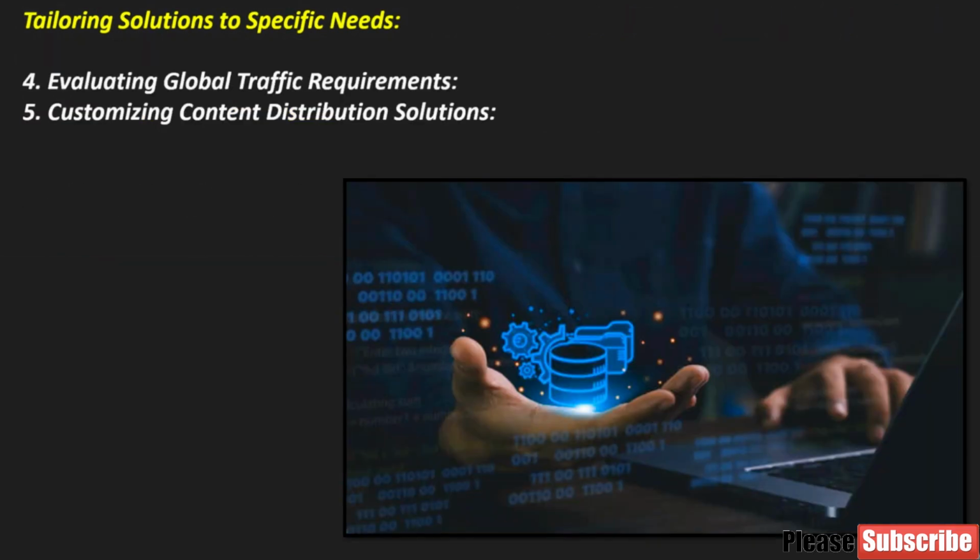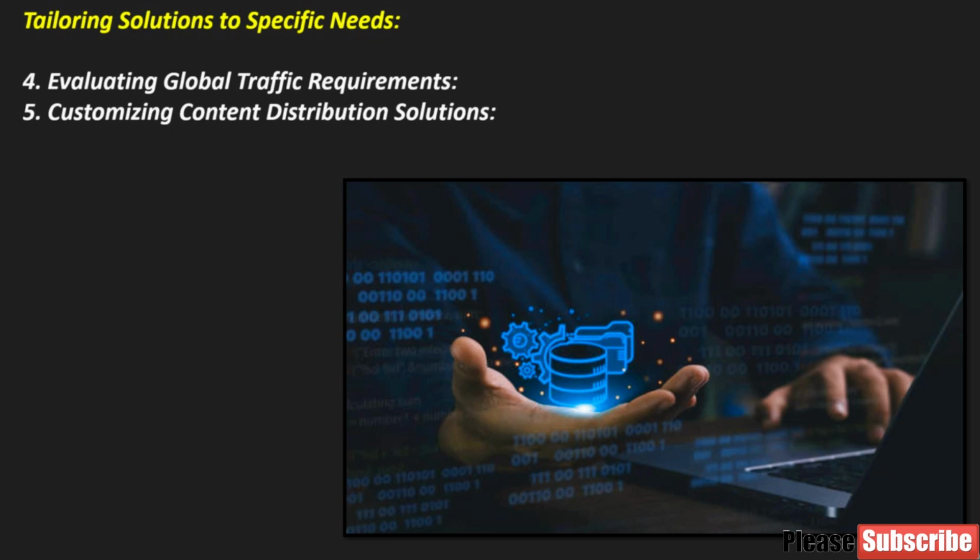So what about tailoring solutions to specific needs? First, evaluating global traffic requirements. Understanding the intricacies of global inbound and outbound traffic is fundamental to designing an effective content distribution solution. Different factors must be carefully evaluated, such as the geographical distribution of users, the nature of the content, whether static or dynamic, and regulatory considerations. This evaluation helps in determining the most suitable CDN configurations and global traffic management strategies. And the fifth point is customizing content distribution solutions.